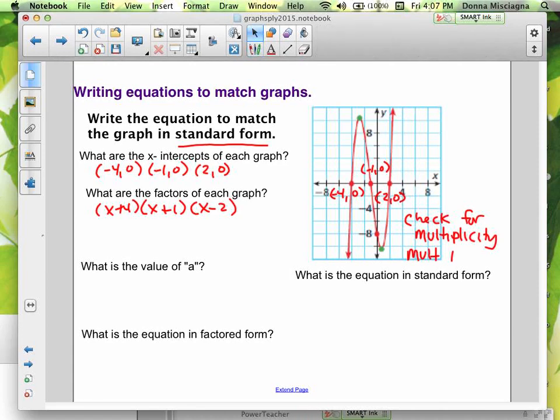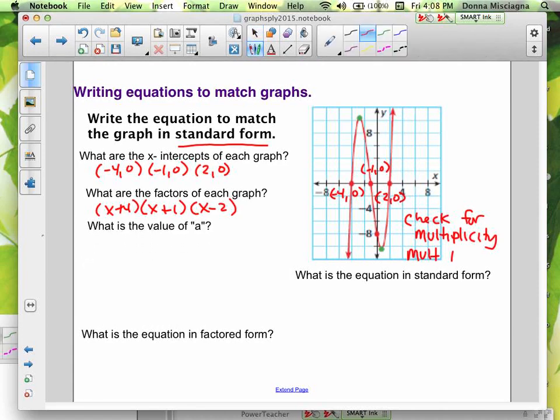So we're going to solve for a by setting that equal to y and plugging in for a point. So y equals a times x plus 4 times x plus 1 times x minus 2. And so now we need to identify a point. The y-intercept is a good point. That point there is 0, -8. That one's a clear point.